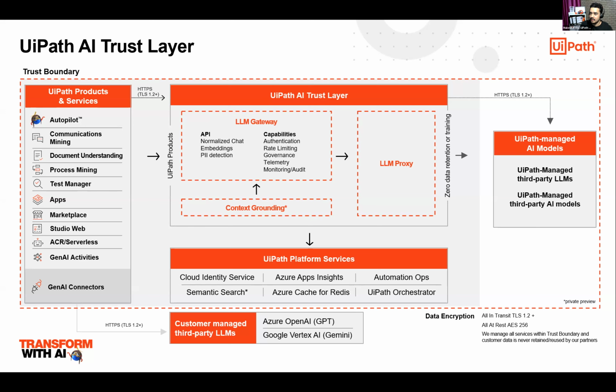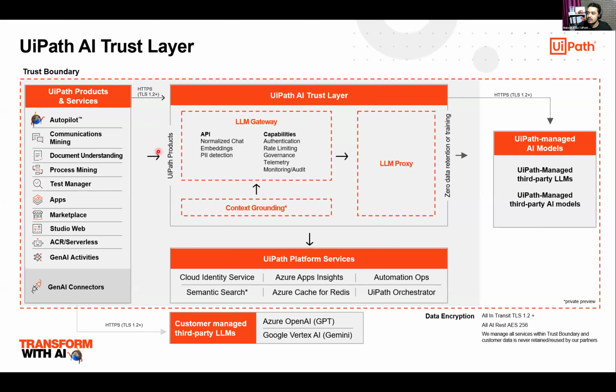Okay, cool. So the UiPath AI trust layer, if you're not aware, you can just see this diagram and you would understand it. I'll just make a pointer so that you understand. Here it is. Okay, cool. So we have UiPath tools like Autopilot, Communication Mining, Document Understanding, Apps, Marketplace, Studio Web. All of these activities we have are precisely using AI.